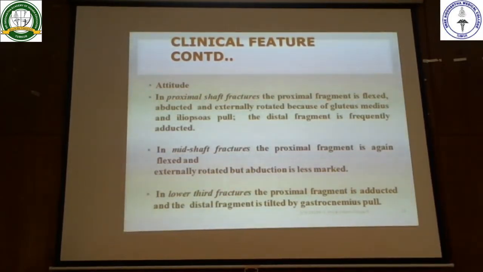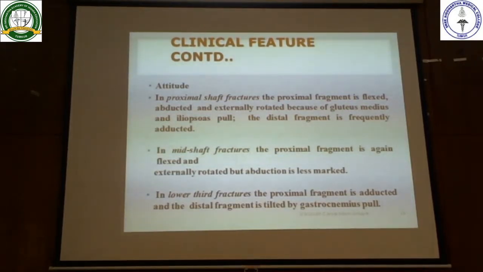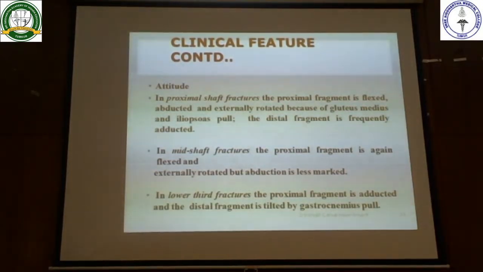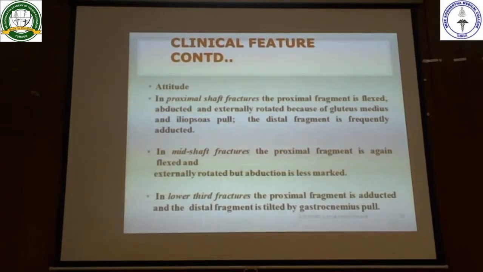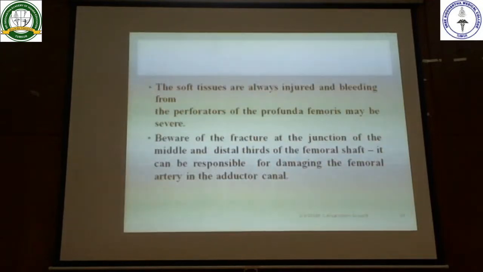So three classical examples they have given, of why the attitude will be different in these three different types of fractures: proximal, mid-shaft and lower one-third fracture of the shaft of femur. That is why it becomes important. You can just keep that in mind. It's an interesting point.